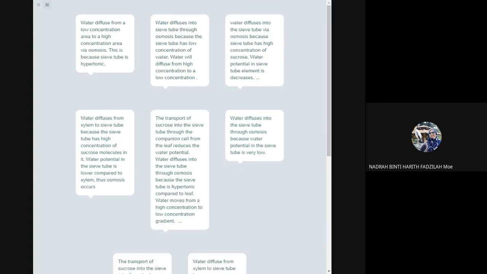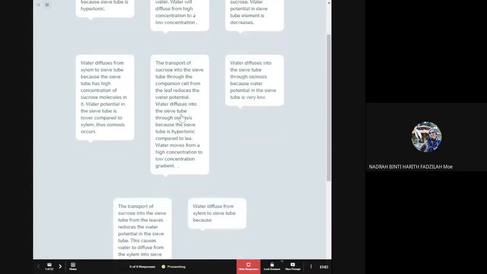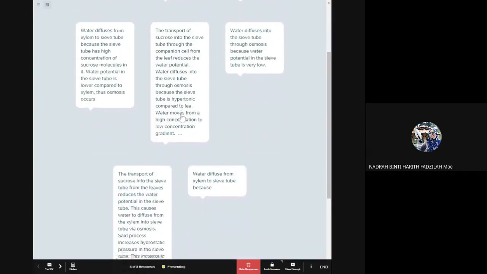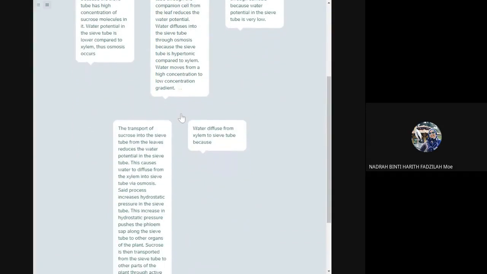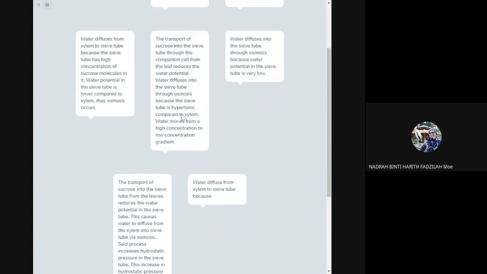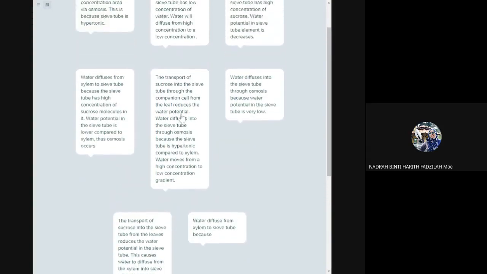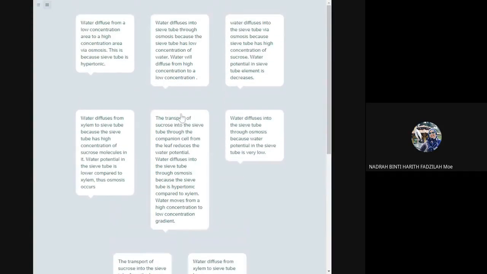So that is how we use all the terms that you have mentioned. Ada different people mention. Scattered, terms tu scattered dalam jawapan kamu semua. Jadi saya gabungkan semua jawapan yang kamu bagi tu dalam satu statement. Okay, saya ulang ya.